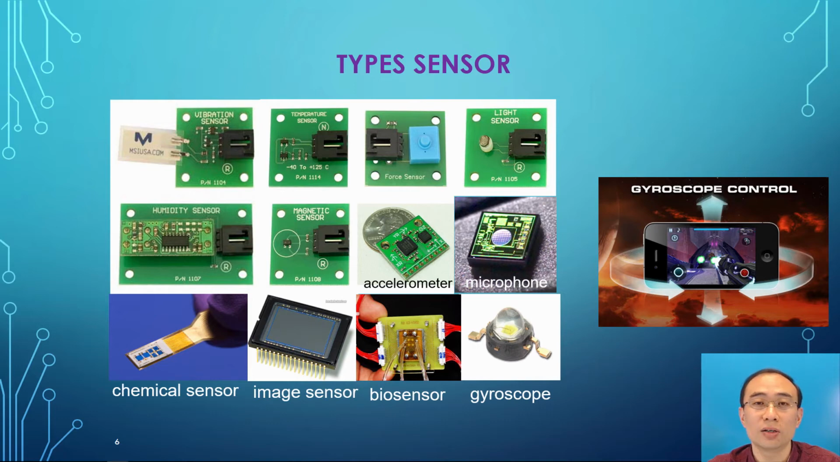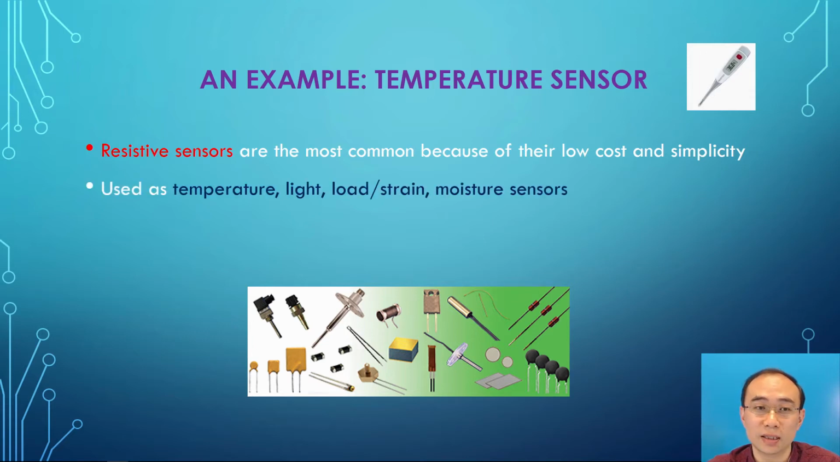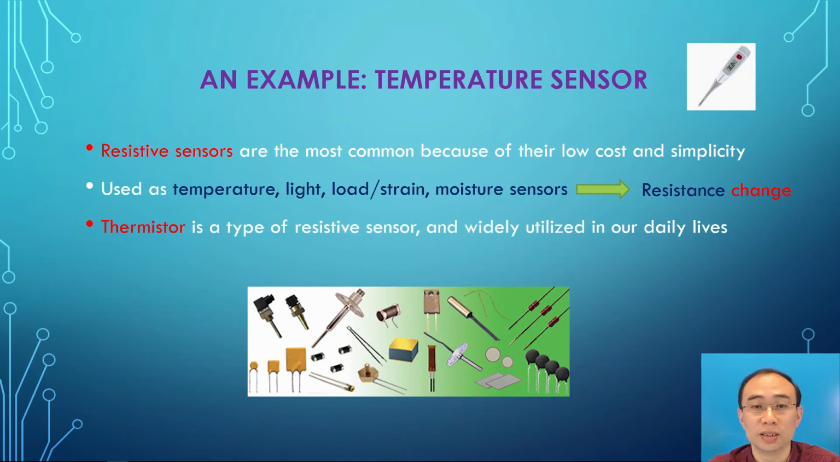The next question is, how can we build a sensor? Resistive sensors are the most commonly used sensors because of their low cost. How does it work? Basically, the resistance of the resistive sensors will change according to the environment. For example, whenever the temperature, the light, or the moisture changes, the resistance of the resistive sensors will change. By measuring the change of the resistance, we will be able to measure the change of the physical condition around the sensor.